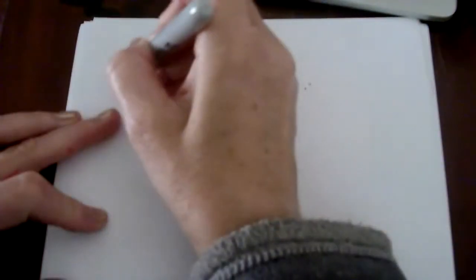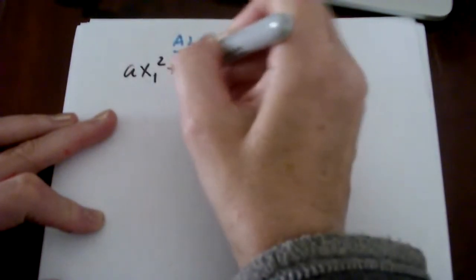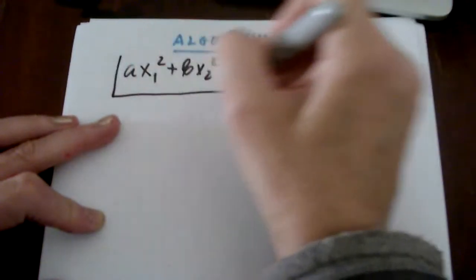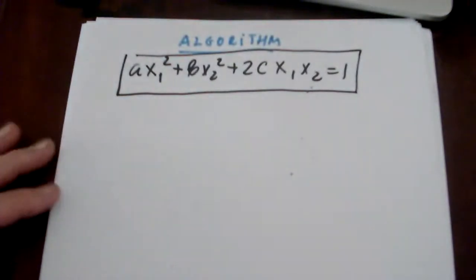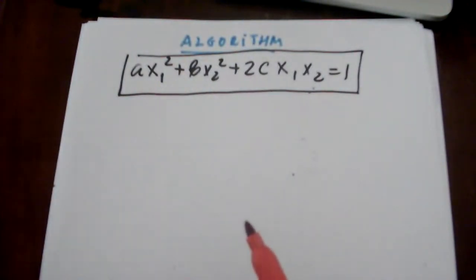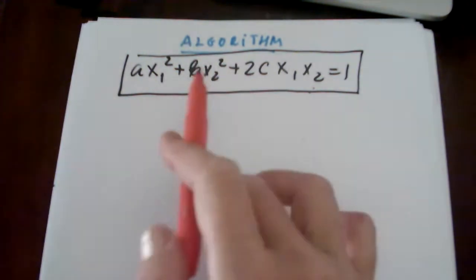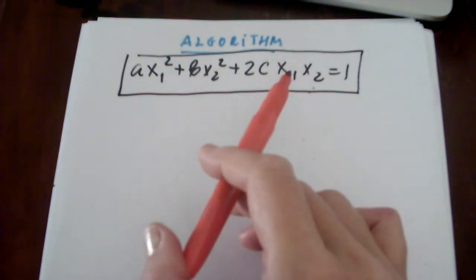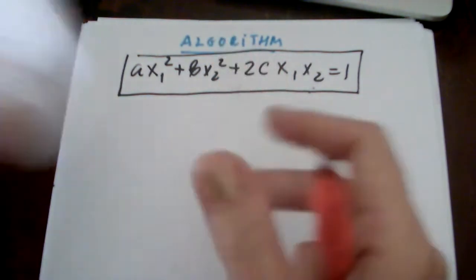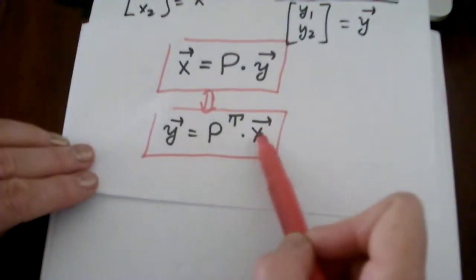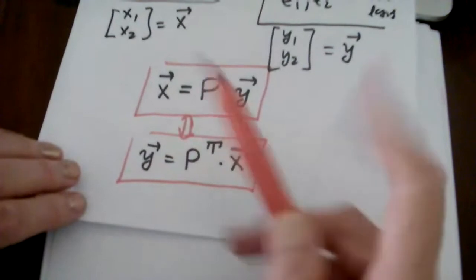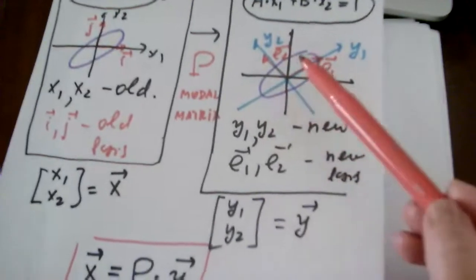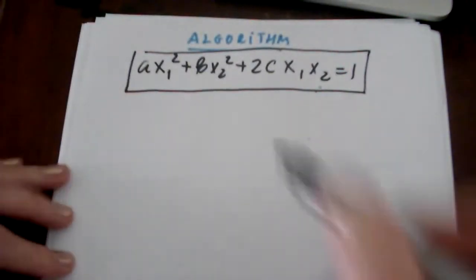So first of all, we have this expression, ax1 squared plus bx2 squared plus 2c times x1, x2 is equal to 1. And usually when examiners give you this task, they always ask you not only to find this canonical coordinate system, y1, y2, but also to give the expressions of how y could be recalculated using the old coordinates. So this is our goal as well. We have two goals, actually. And sometimes they don't ask you to plot the picture, but I'm going to do it anyway. That is why I include it in my algorithm.